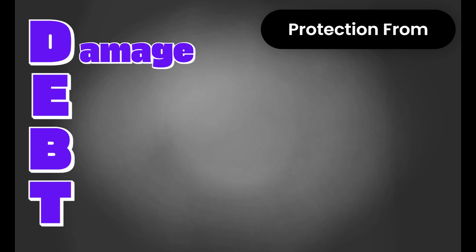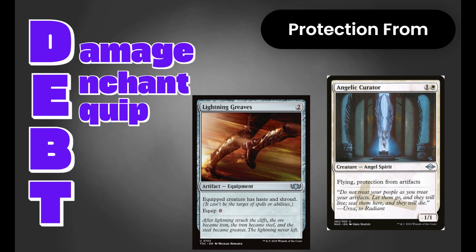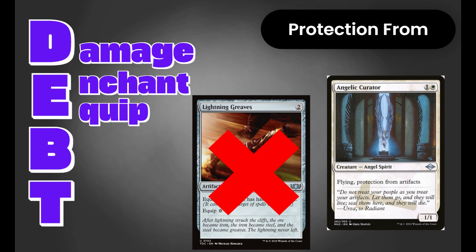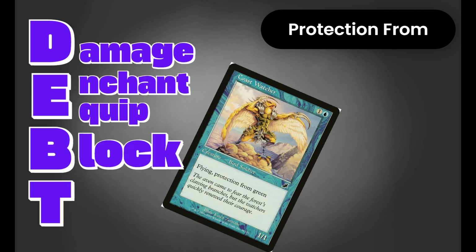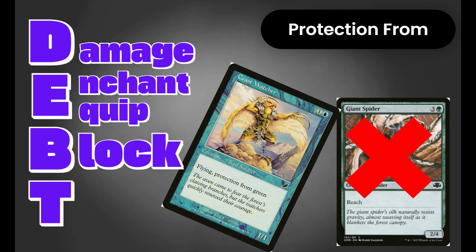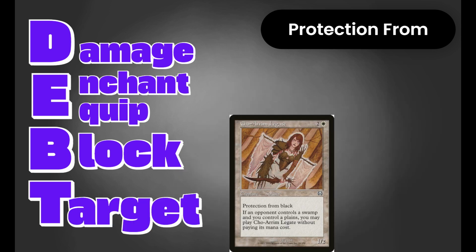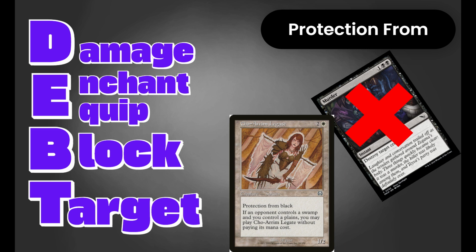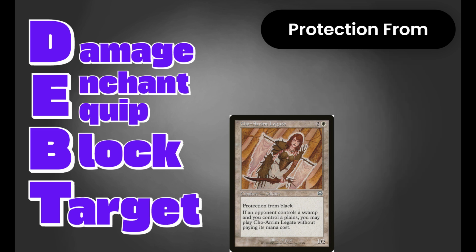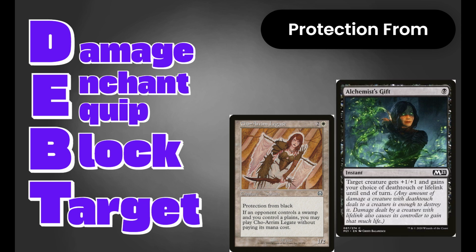The E stands for enchanted or equipped. So the thing cannot be enchanted by auras that match the quality, or equipped by equipment that do. The B is for blocked. The thing cannot be blocked by creatures that match the specified quality. And T stands for targeted. It cannot be targeted by spells or abilities from sources that match the given quality. This effect is symmetrical, which means that if you have any sources that match what the thing is protected from, you cannot target it yourself.